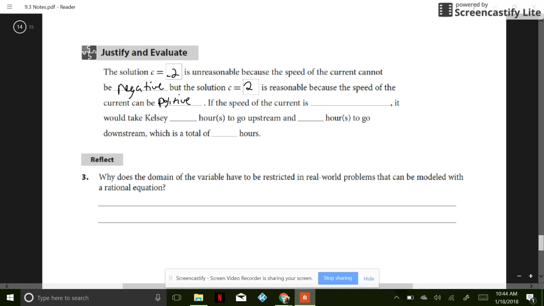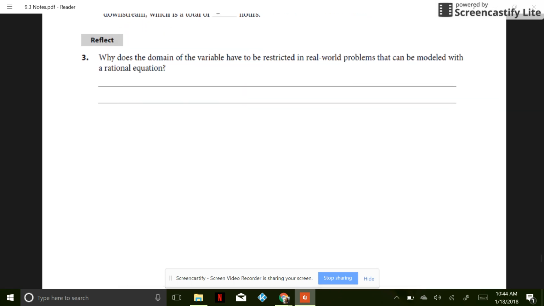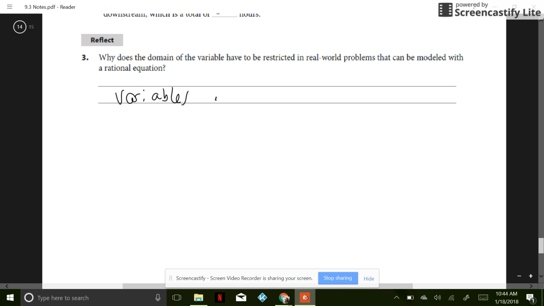So if the speed of the current is 2 miles per hour, it would take Kelsey 5 hours to go upstream and then 1 hour to go downstream for the total of 6 hours. So why does the domain of the variable have to be restricted in real-world problems that can be modeled with a rational equation? Variables must make sense in the real world, like current can't be negative. So variables must make logical sense in the real world.